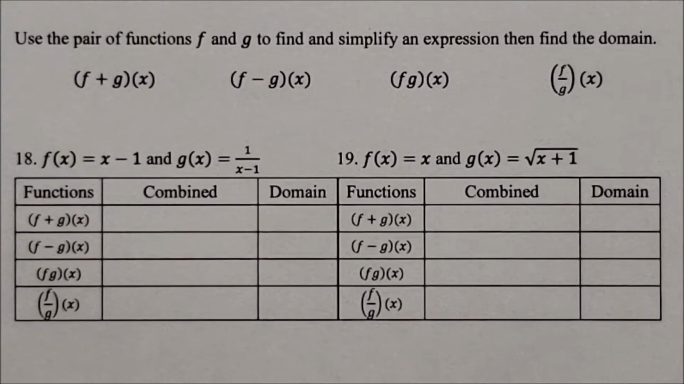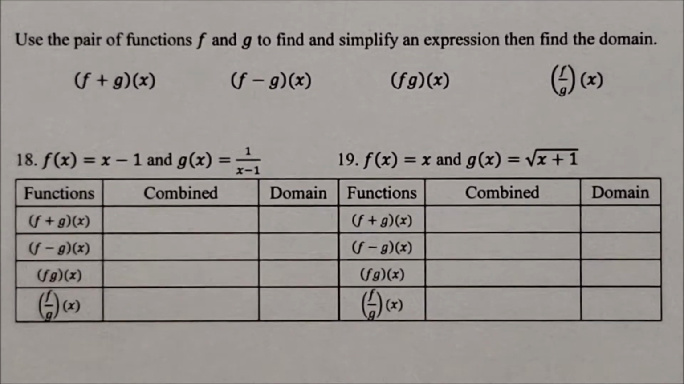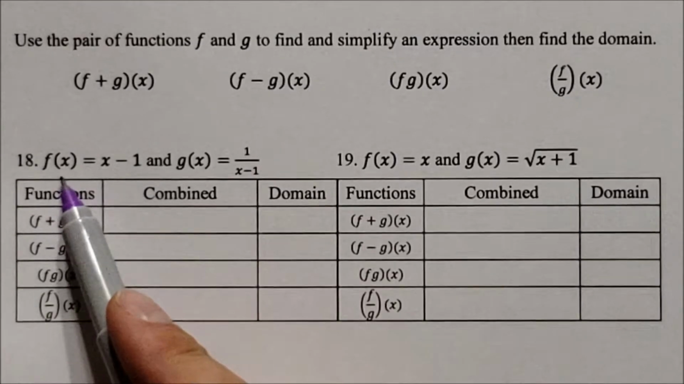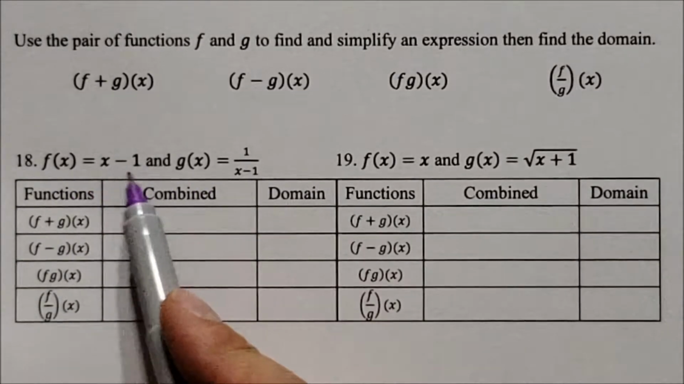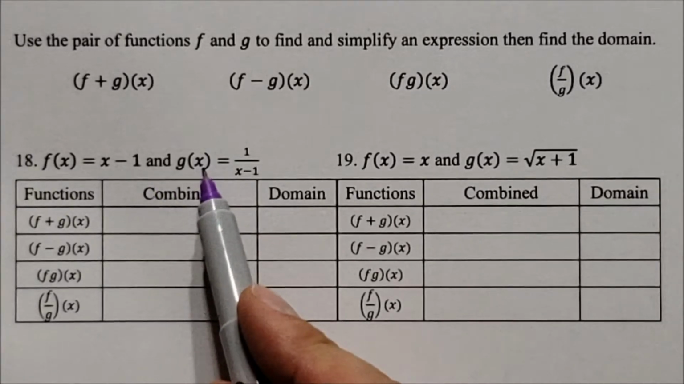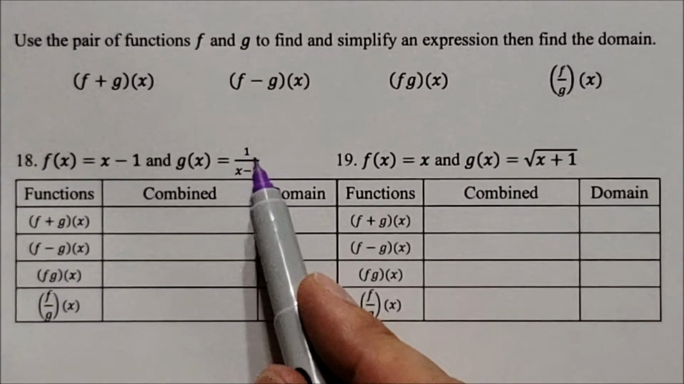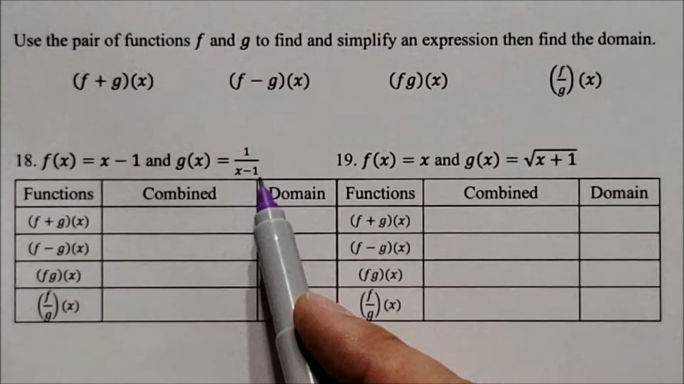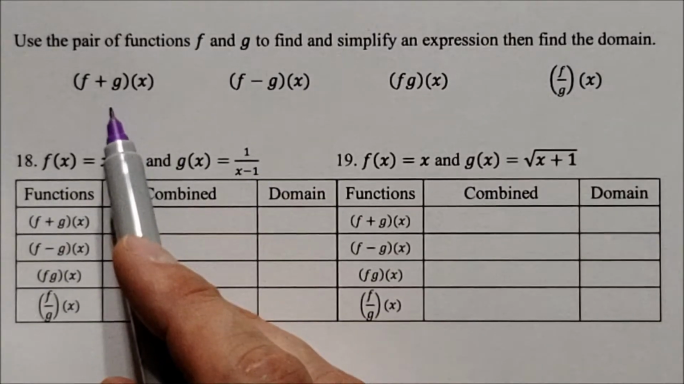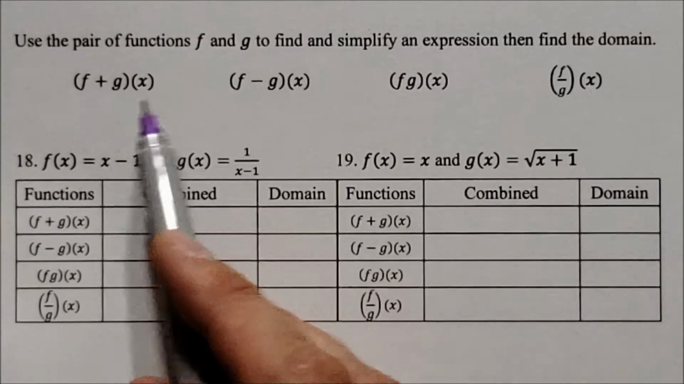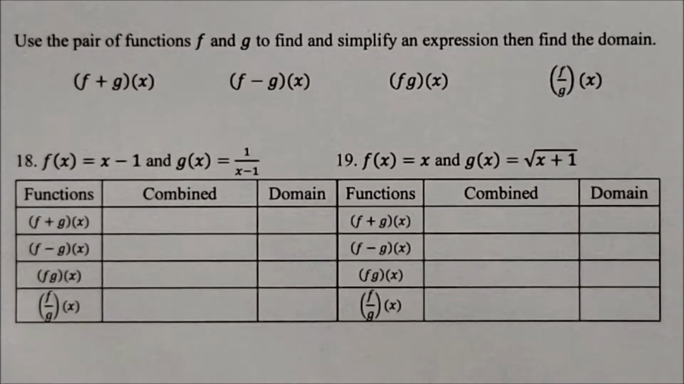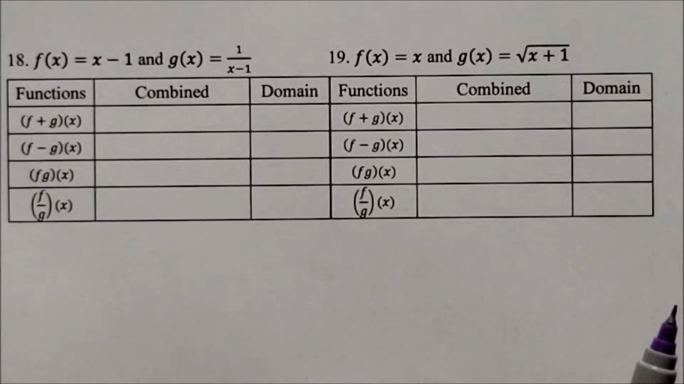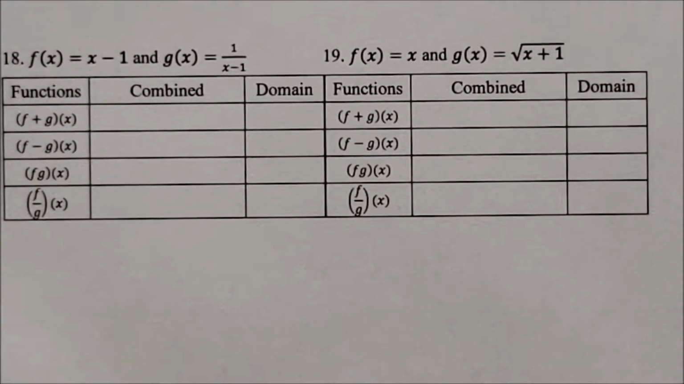This is an introduction to function composition. Here we're given two functions, f of x and g of x. F of x is x minus 1. G of x is the rational function 1 divided by x minus 1. We're going to combine them in these four manners: f plus g, f minus g, f times g, and then f divided by g. Created a table here to organize our thoughts.